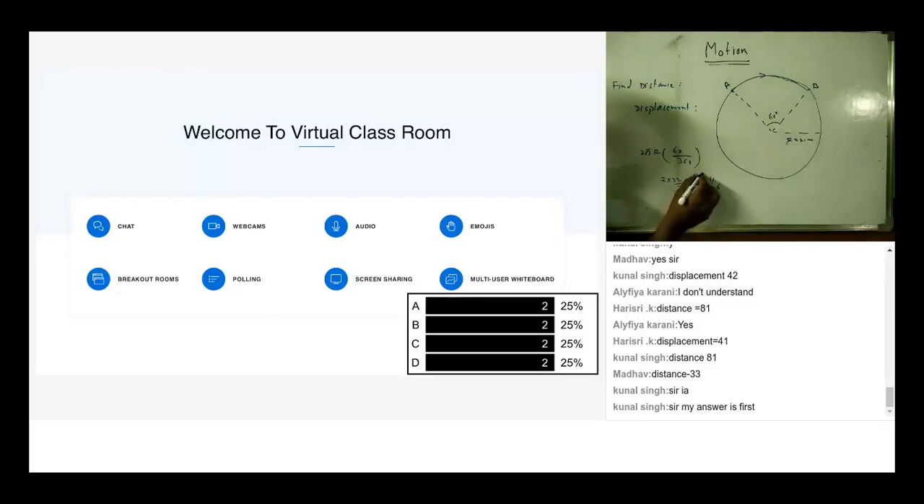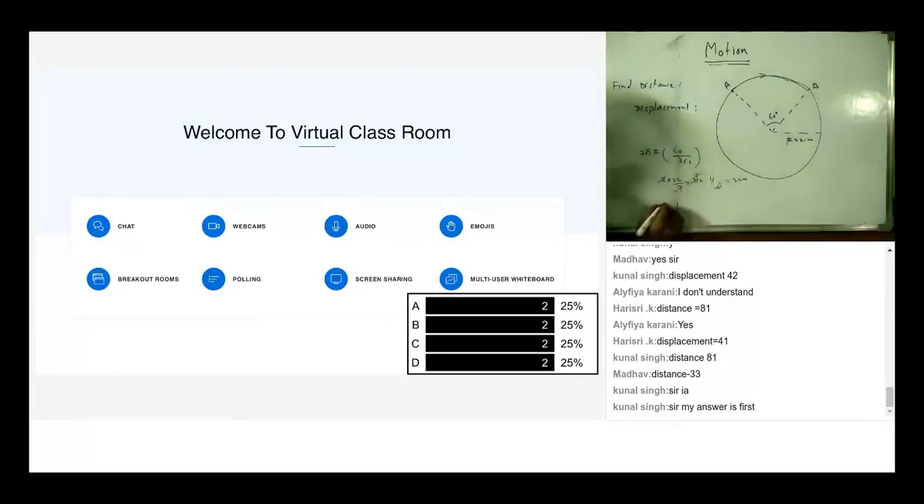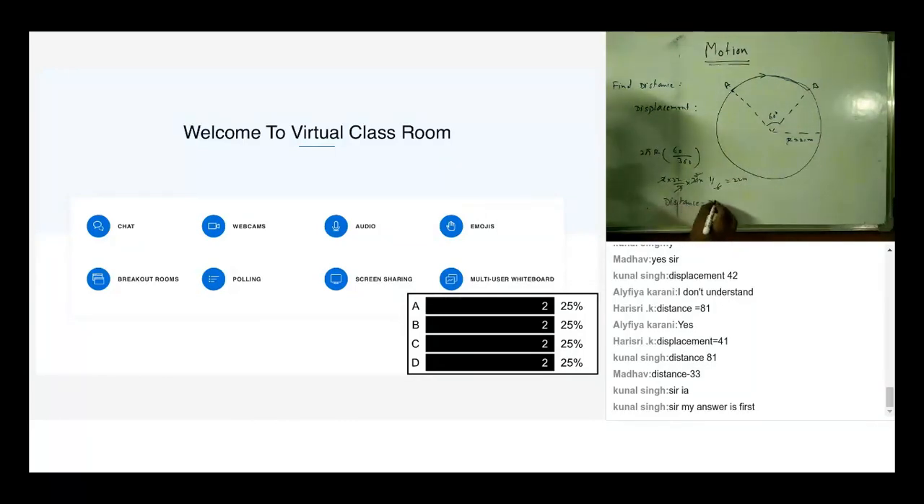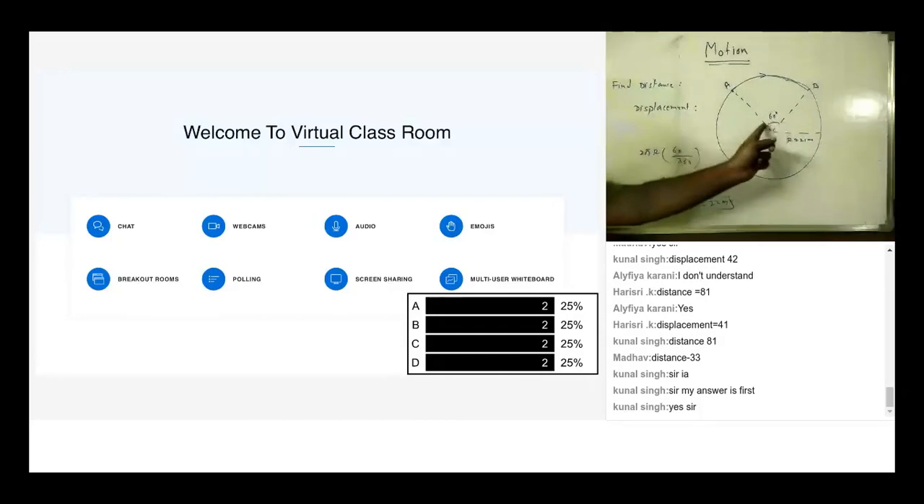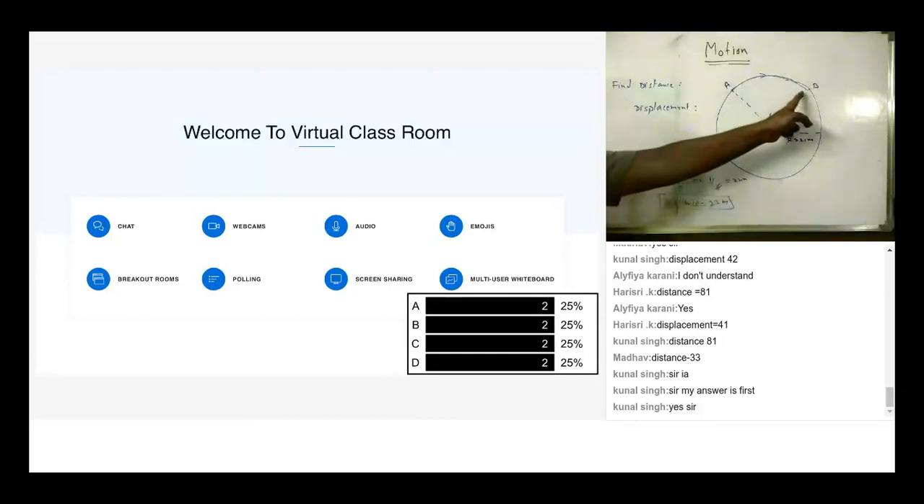Alifia, length of the arc is given by 2 pi r into the angle subtended by the arc, by 360 degrees. This is called the arc, and this is called the angle subtended by the arc. Now I want to find displacement. Let's see what is displacement. So displacement is this. What is this angle? 60 degrees.